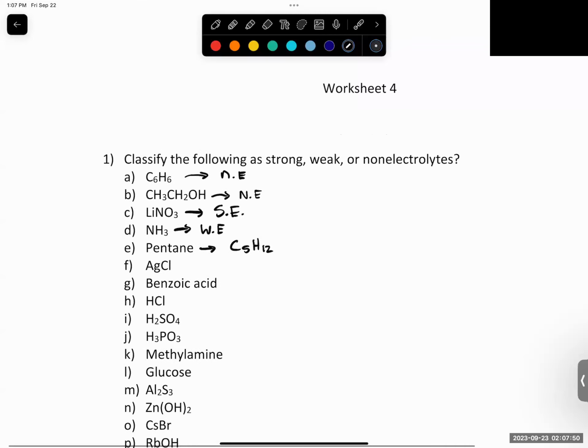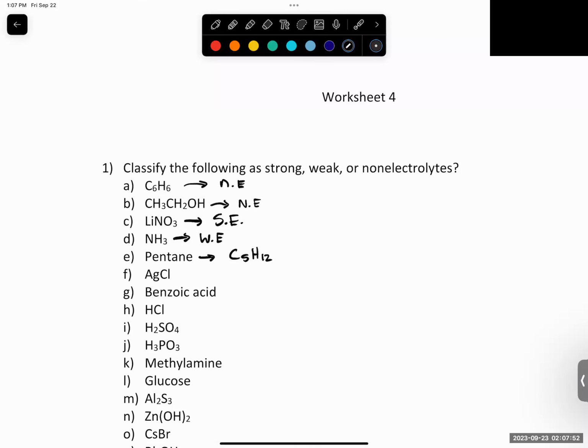Let's start doing this faster. I want to get through this fast. Okay, so non-electrolyte, and someone tell me really quickly why. It's insoluble because it's silver, right? So it's an insoluble solid. And then benzoic acid.